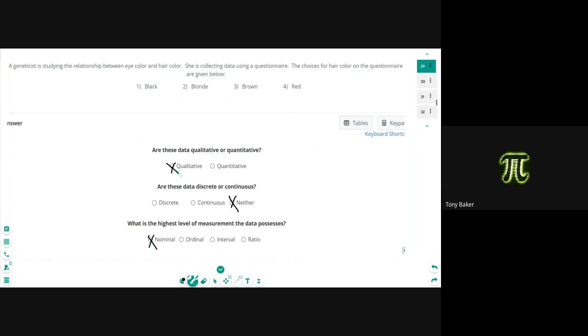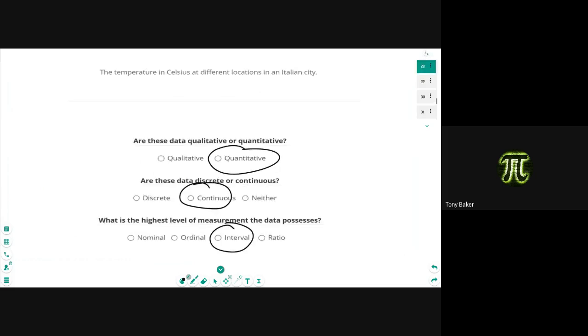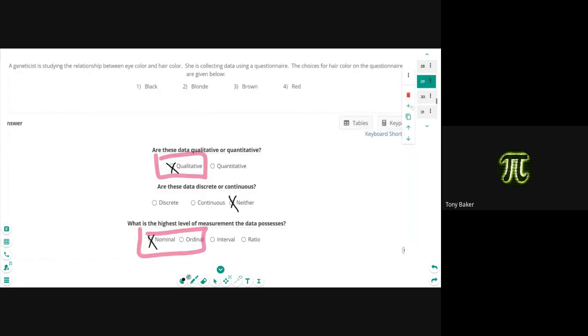So when you're doing qualitative, you're looking at those two values. Those are the only two that it could possibly be. When you said quantitative, that means it has to be either interval or ratio automatically. Okay? Those make sense? All right. Let's do another one.